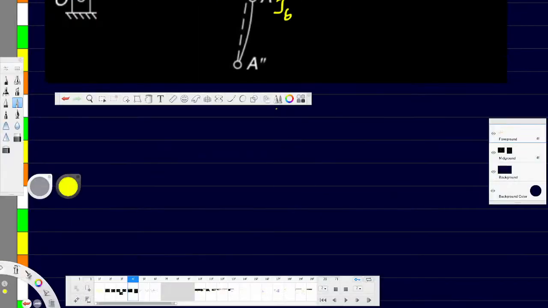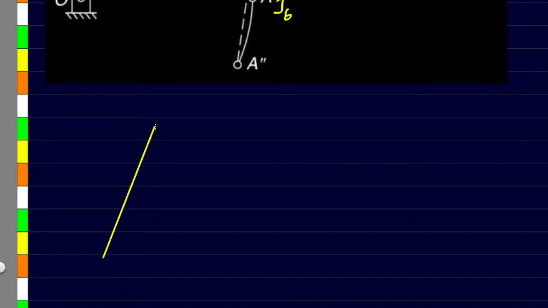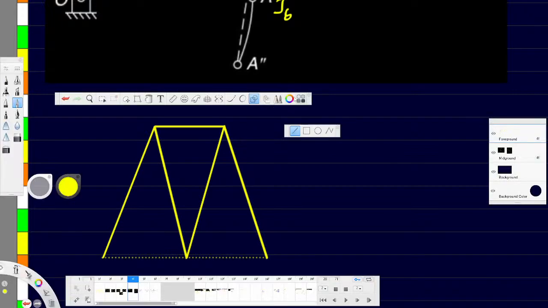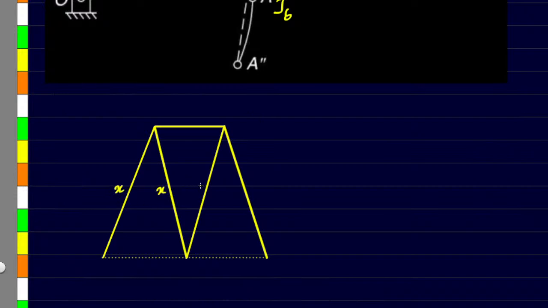Okay. So the Roberts mechanism consists of links like this. This is how the Roberts mechanism looks. All these lengths are equal. And if this is y, this total length, then this also will be y, and the total length at the bottom will be 2 times y. So this is called the Roberts mechanism.